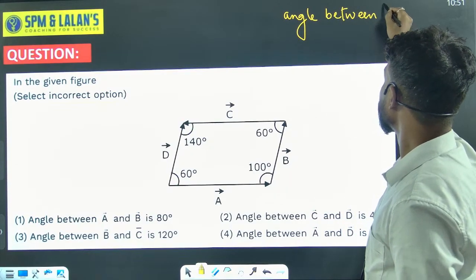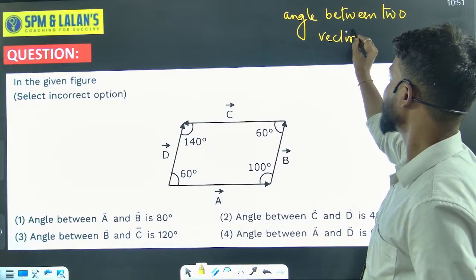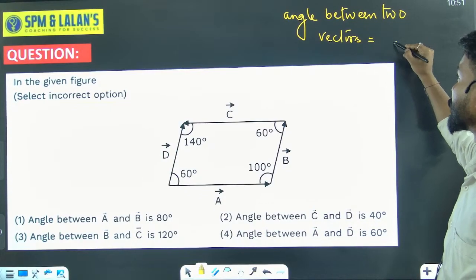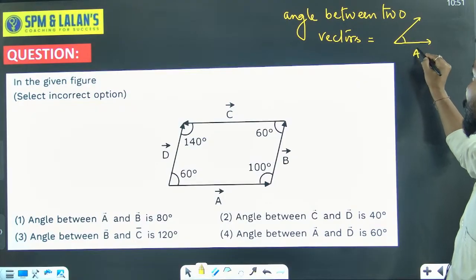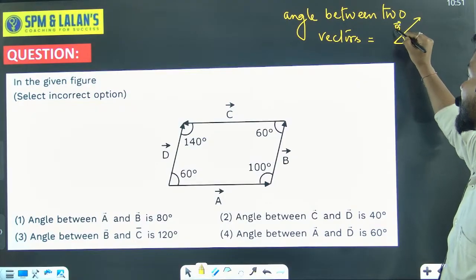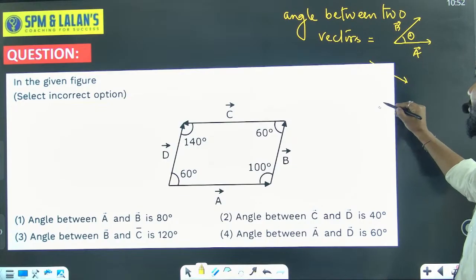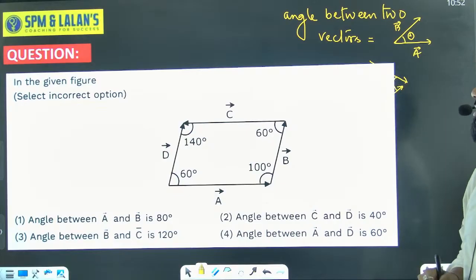Angle between two vectors is the smaller angle when the two vectors are joined tail to tail. Suppose this is our A vector and this is our B vector. Either they should be joined tail to tail or they should be joined head to head. Then whatever is the smaller angle between them, that is called the angle between two vectors.